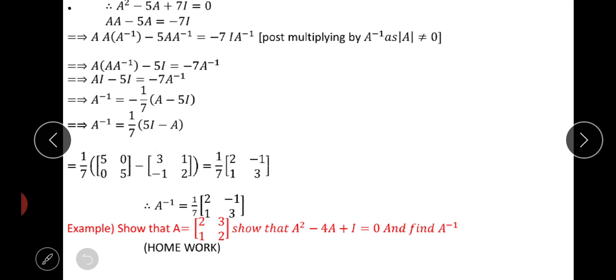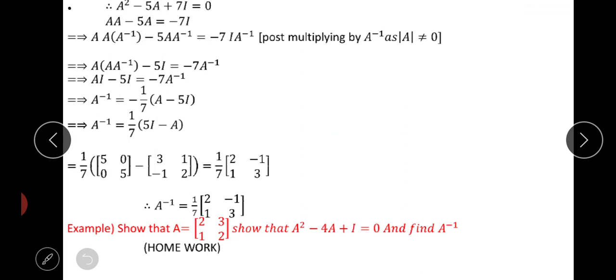Therefore A square minus 5A plus 7I is equal to 0. To find the inverse of the matrix here, we are not using the determinant of A into the adjoint. See here, if you take this equation A square minus 5A plus 7I is equal to 0 and post-multiply by A inverse, what will we get?